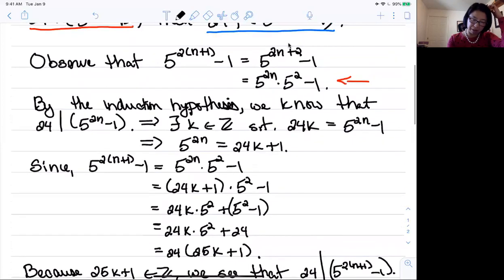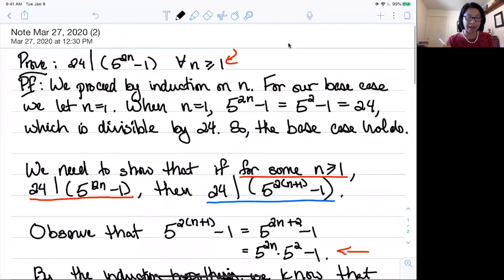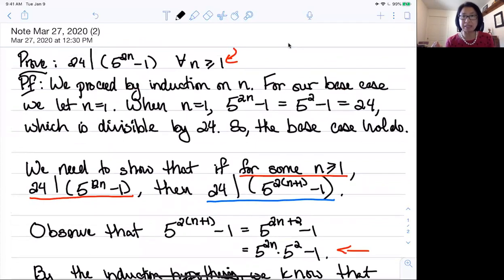And just to briefly recall the logic, we've had this sequence of statements, an infinite sequence of statements: 24 divides 5 to the 2n minus 1 for every integer n greater than or equal to 1. We showed that this is true when n equals 1. Then we said if we could show that the statement is true for some n greater than or equal to 1, and then we could show that implies the statement is true for the next n, for n plus 1, we'd have shown it for all integers n.